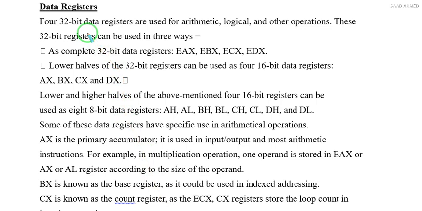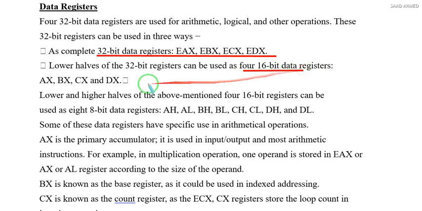So there are 4 data registers which are mainly used for arithmetic, logical and other operations. If you use them completely as 32-bit registers, their names are EAX, EBX, ECX, and EDX, the extended registers. If you take the lower halves as 16-bit registers, they are called AX, BX, CX, and DX, which means they are 16 bits.